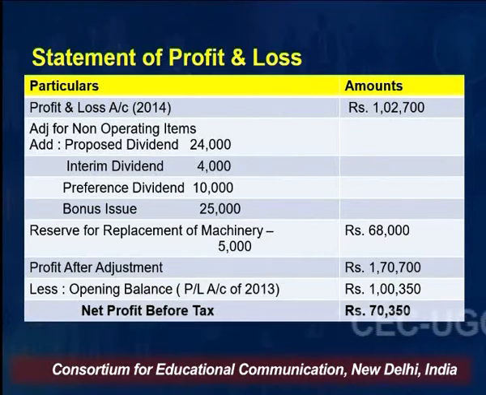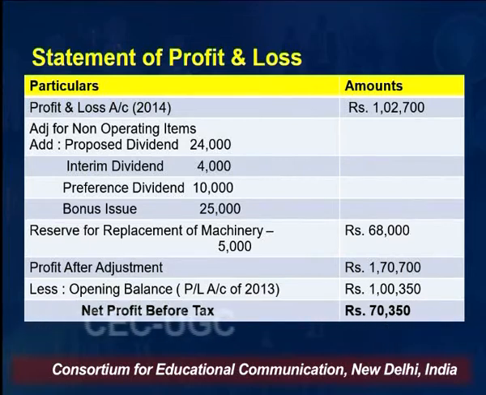Now we shall move on to the statement of profit and loss account. We have to nullify the impact of non-operating and non-cash items. So we have taken the value from profit and loss account of the current year, that is 2014, which comes to be 1,02,700. And now we'll nullify the impact of non-operating items first. So what are those non-operating items? First was proposed dividend, second was interim dividend, third was preference dividend, and fourth was bonus issue. All four belong to which activity? They belong to financing activity.